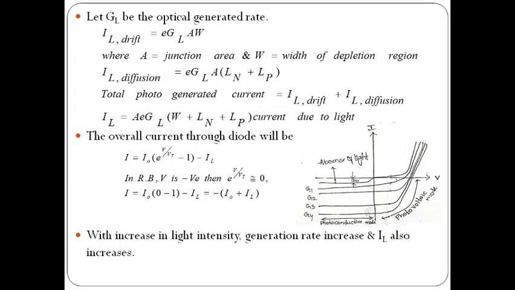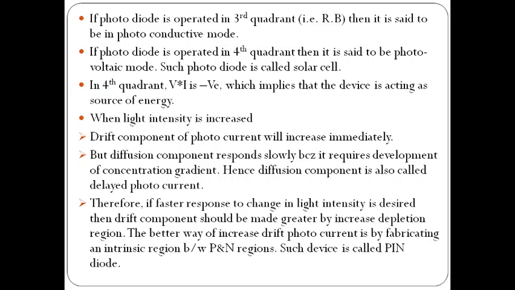To notice the current due to the light intensity, that's why we are connecting the photodiode in the reverse bias. When we increase the light intensity, the new electron hole pair generation also increases. Then the current due to the light also increases. That's why we are connecting the photodiode in the reverse bias. If the photodiode is operated in the third quadrant, that means in reverse bias, it is said to be photoconductive mode.